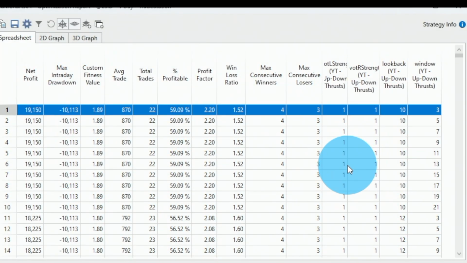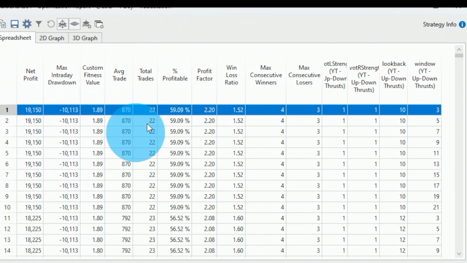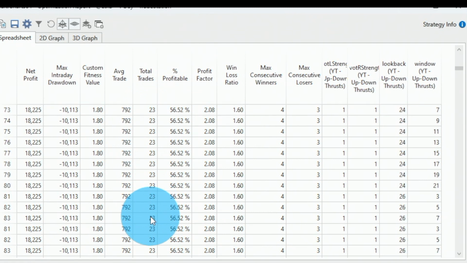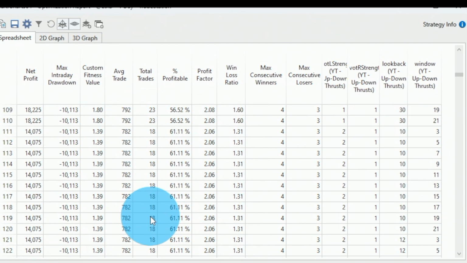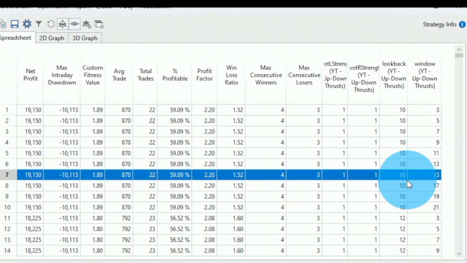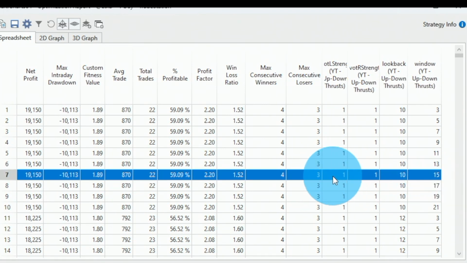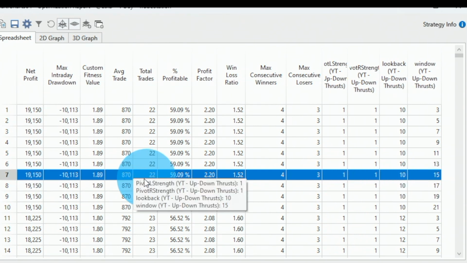And here are the optimization results sorted by return to drawdown, and you can see we are barely making profitable strategies. So these guys have 22 trades, 23 trades, and if I scroll down, 18 trades, 19. So I will pick the same window and look back for the long side. So 1, 1, and 10, and 15. So only 22 trades at 870 on average.